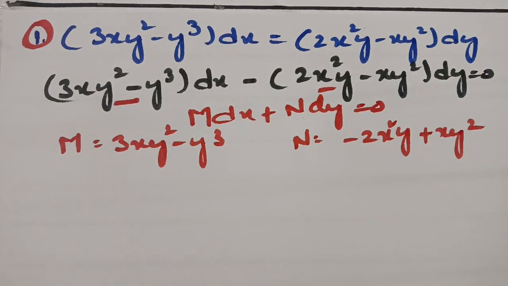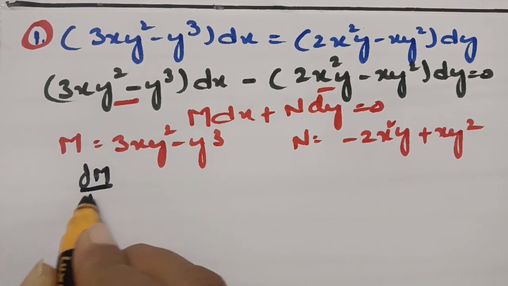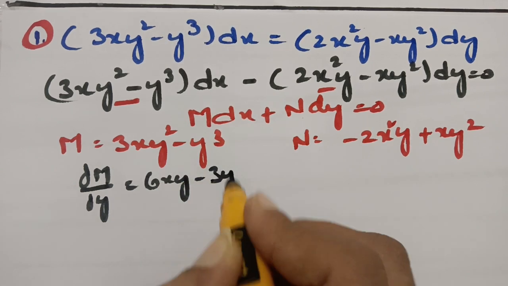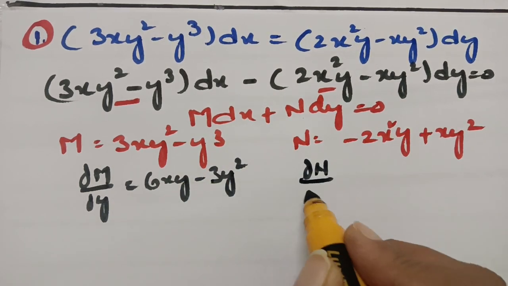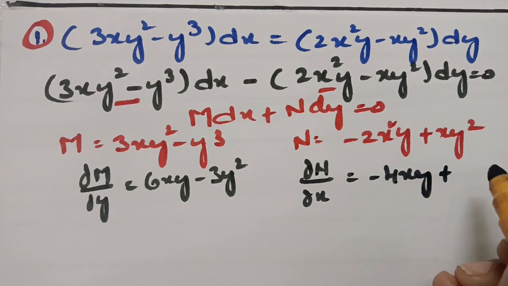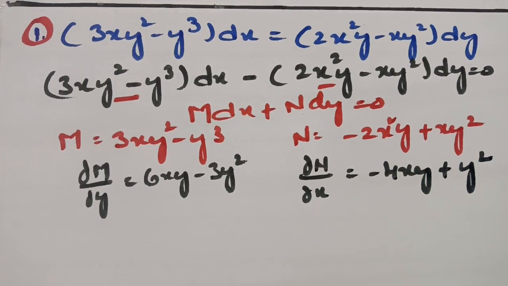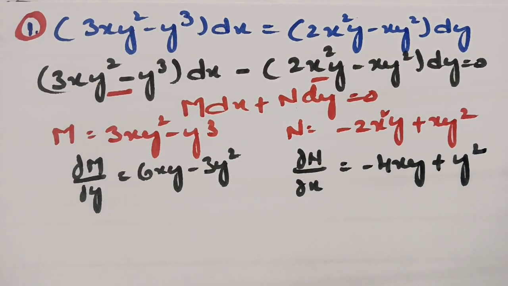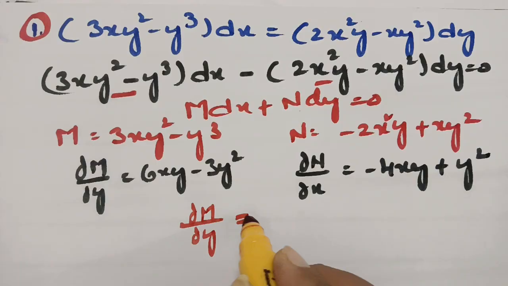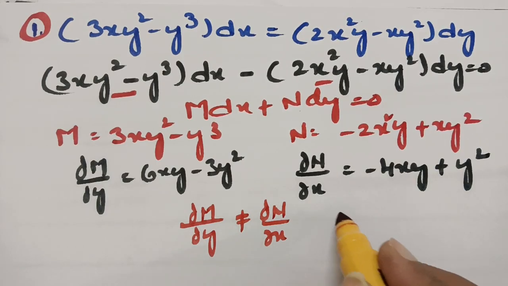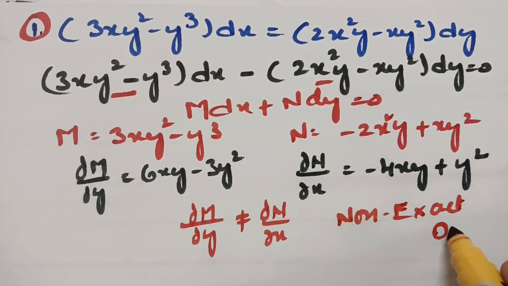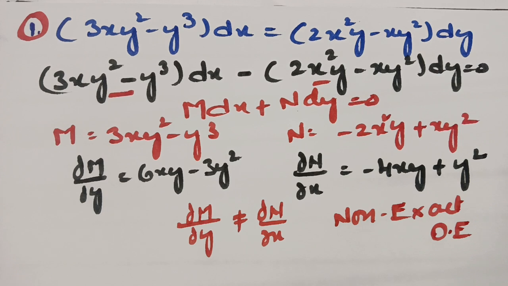If I take the derivative with respect to y for M, that is ∂M/∂y, this will be 6xy − 3y². If I take the derivative with respect to x for N, this will be −4xy + y². As you can see, both are not equal. So when ∂M/∂y is not equal to ∂N/∂x, we say that the given equation is a non-exact equation. Clear? Whenever it is a non-exact differential equation, there are 5 types of solution methods.